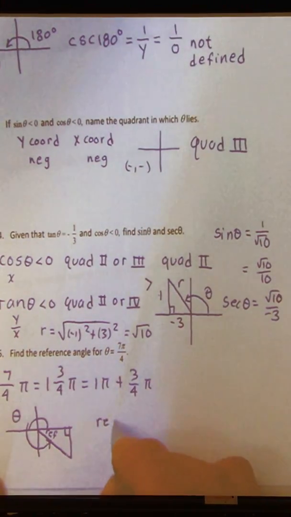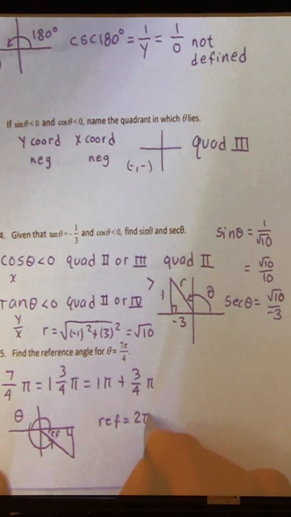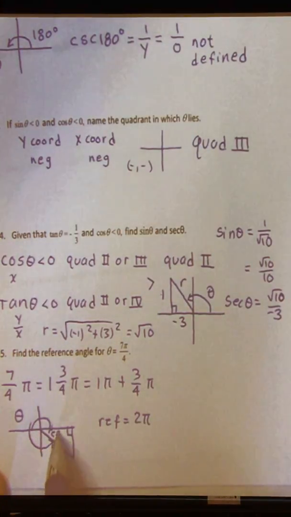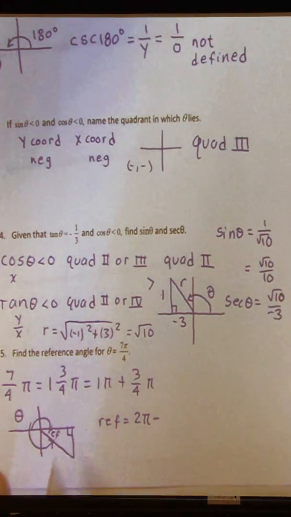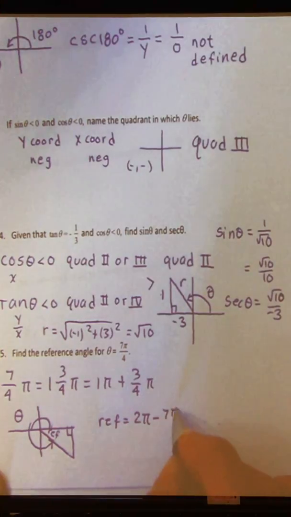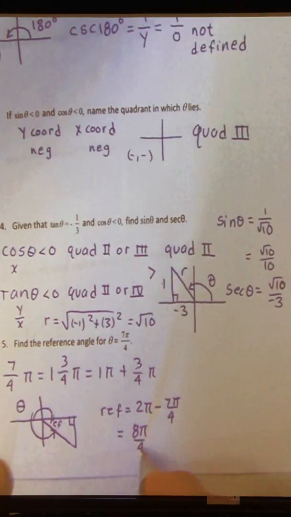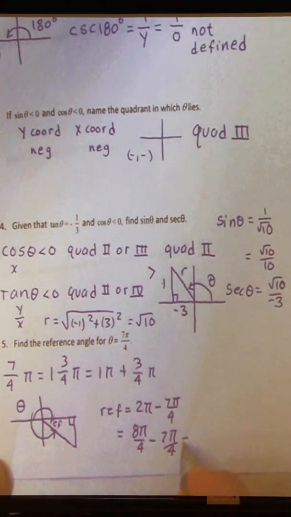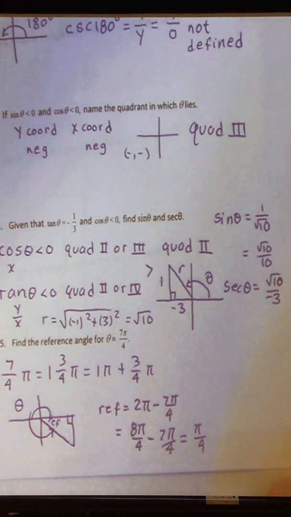So the reference angle here will be, we can take 2 pi, so all the way around, and then subtracting our given angle, we'll leave this little amount here, which is our reference angle. So 2 pi minus 7 pi over 4, finding a common denominator, writing this as 8 pi over 4 minus 7 pi over 4, leaves us with our reference angle, pi over 4. And that's the reference angle for the given measure of 7 pi over 4.